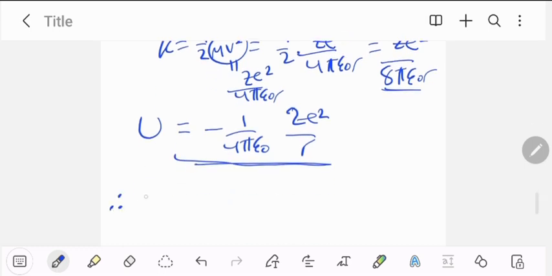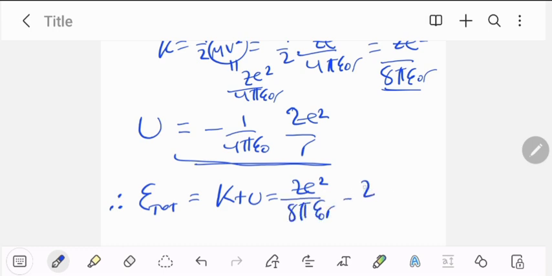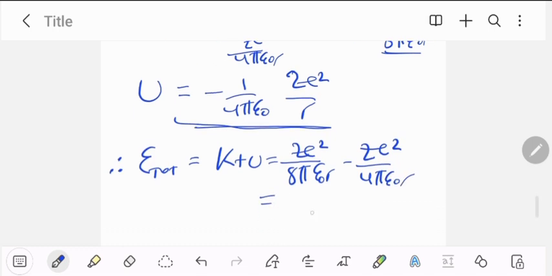So therefore the total energy E is just K plus U, and that's ZE squared from above over 8 pi epsilon naught R minus ZE squared over 4 pi epsilon naught R. Doing the maths, you get minus ZE squared over 8 pi epsilon naught R.